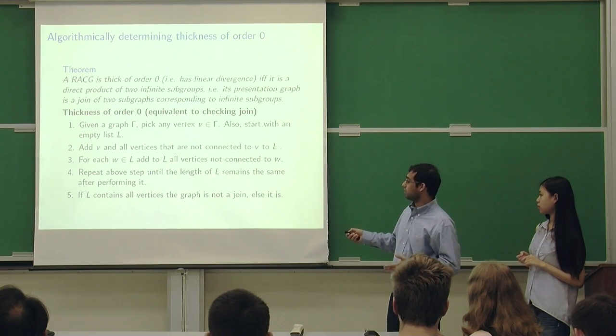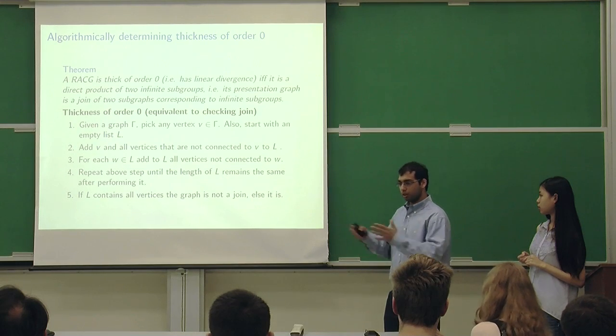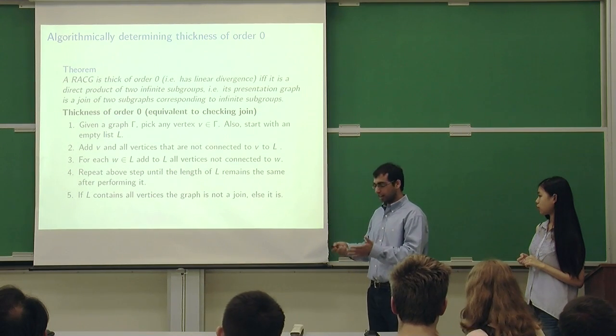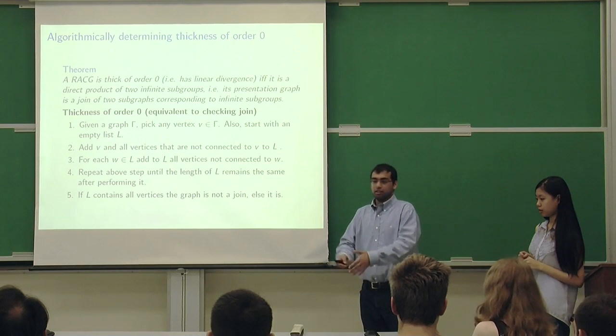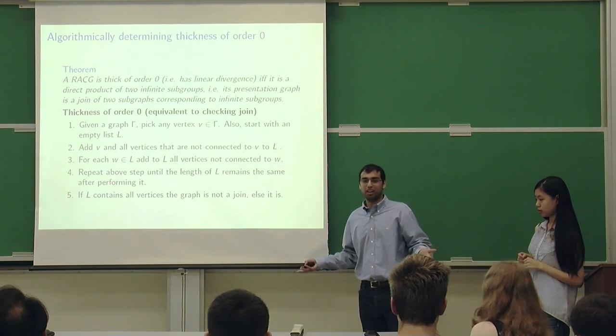And so you build up this list L, and finally when you can no longer add vertices to L, you look at L and say, okay, if I now have all the vertices added to L, they're all in the same join component, and therefore the graph is not really a join.